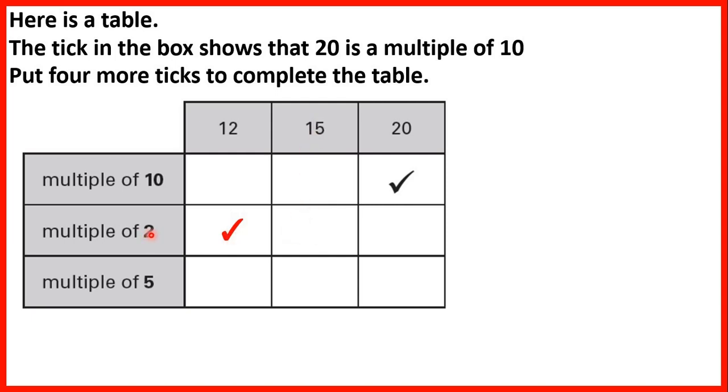15 is not in the 2 times table, but 20 is in the 2 times table, so we want to tick this box as well. Now 12 is not in the 5 times table, but 15 and 20 are multiples of 5 because they are in the 5 times table.